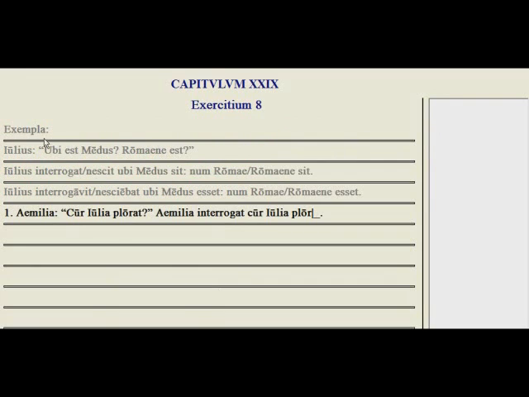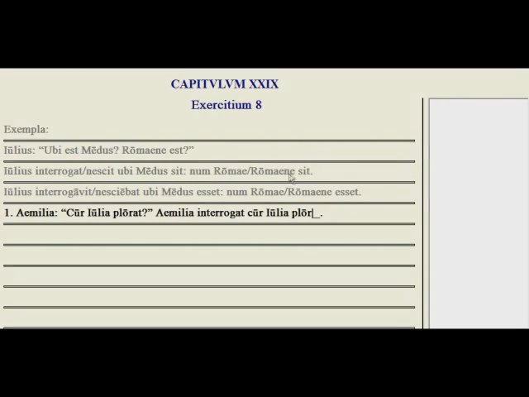Here we have practice with indirect questions. So we have Julius asks, where is Medus? Is he in Rome? And here we have the indirect question. Julius asks, or doesn't know, where Medus is. This could be turned into a question. Where is Medus? Just like we have here. Julius says, where is Medus? Julius doesn't know where Medus is. This is where we get the subjunctive use in this indirect kind of a question.